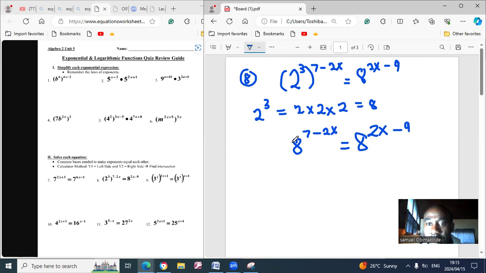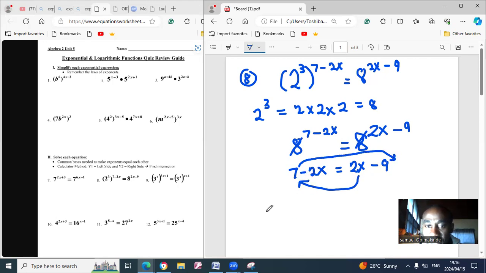So now the base is the same on both sides of the equation. So this 8 cancels this 8. Then you have 7 minus 2x equals 2x minus 9. So we can collect the like terms. This 2x can come this way, and this 7 can come this way.